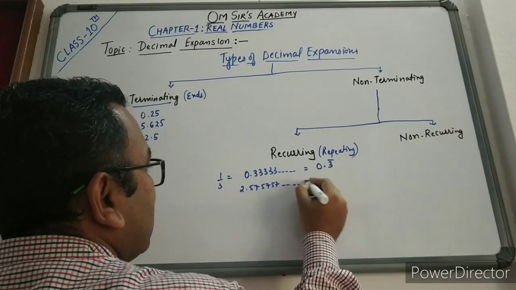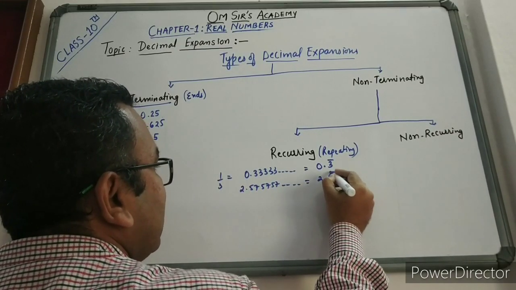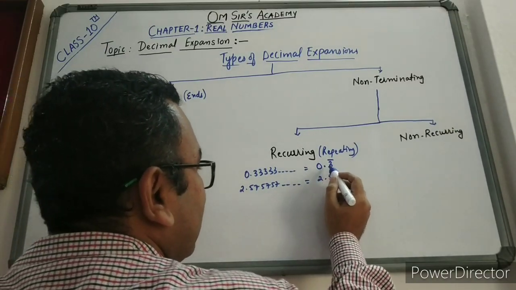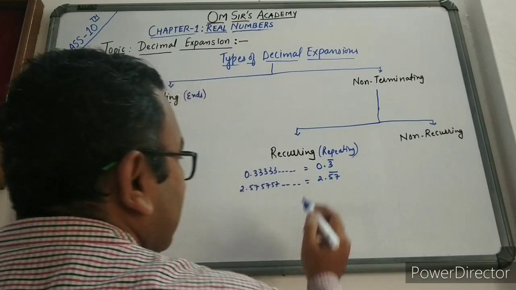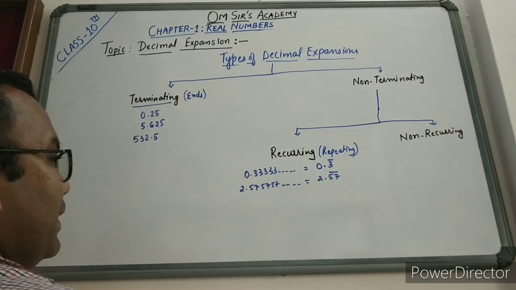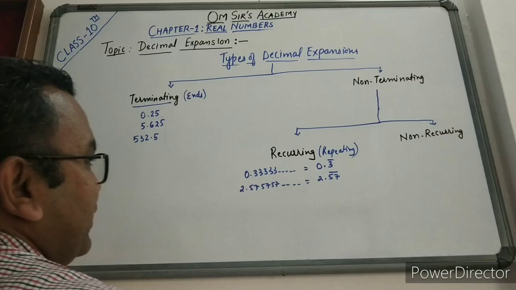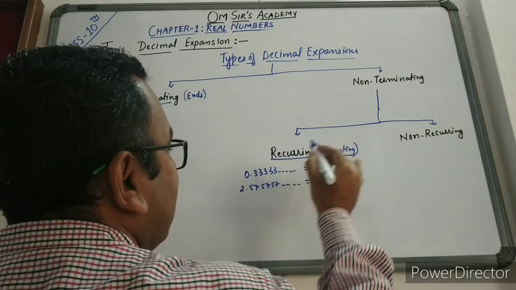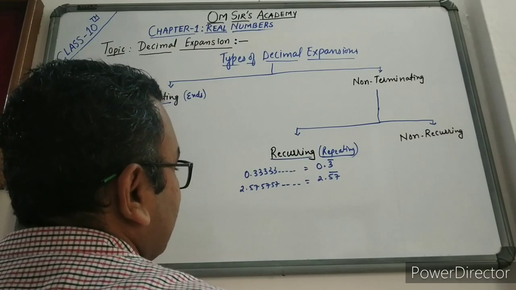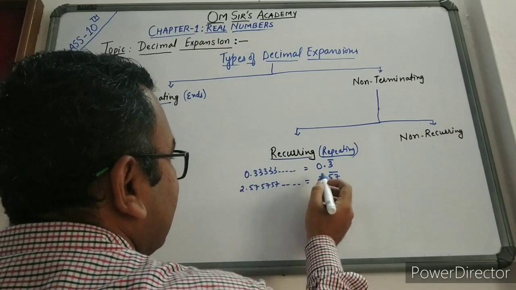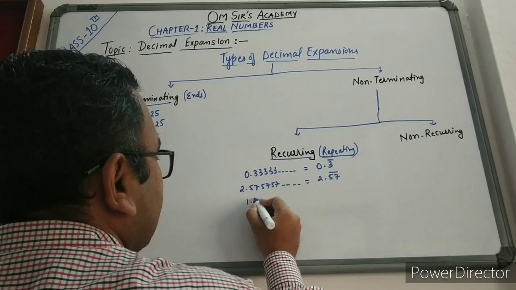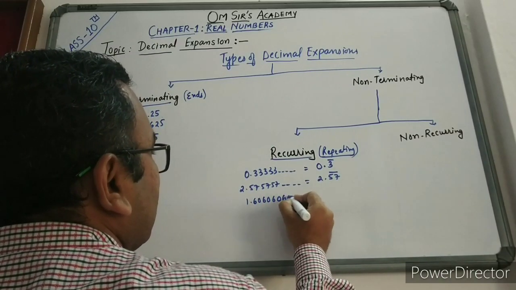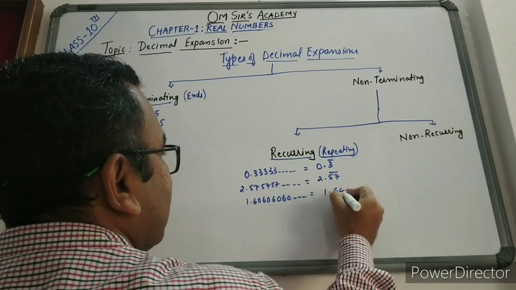For example, 2.575757 dot is written as 2.57 bar. So whatever decimal expansions have a bar on them are called repeating, that means recurring decimal expansions. Is it clear? For example, 1.60606060 dot, that means 1.60 bar.